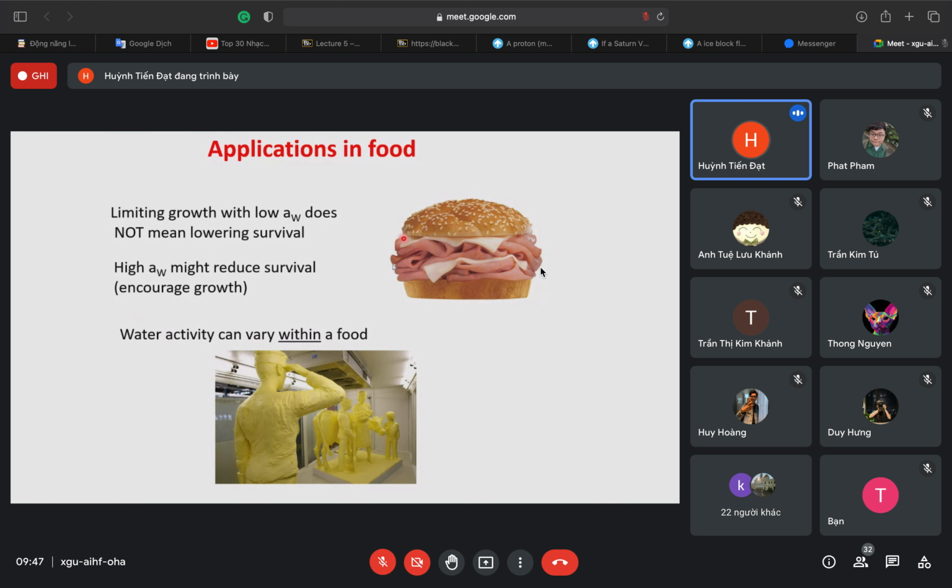Example here in the burger: the water activity in the bread and the water activity inside the bacon are also different. Chocolate too: outside we have sugar, but inside is liquid chocolate. That's also different in the water activity.